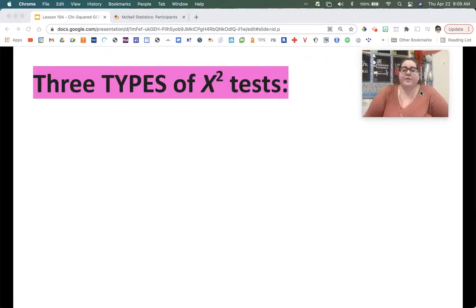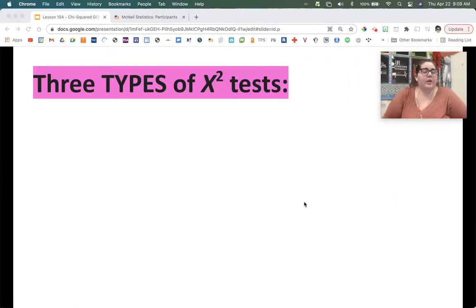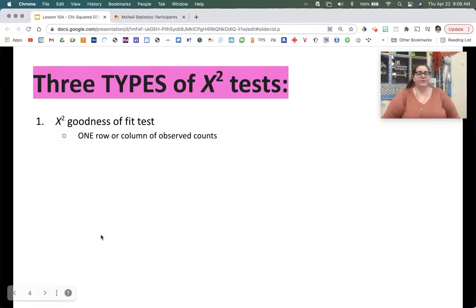So there are actually 3 types of chi-squared tests. We're going to learn the first one today, and then the other 2 types we're going to learn together in the next lesson. So this test we're going to do today is called a chi-squared goodness of fit test, which grammatically sounds weird, but that's what it is. One way that you can tell that you're dealing with a goodness of fit test is that we have one row or column of observed counts. You can think of it as we have really one sample dealing with one variable. So like one sample of M&Ms, and we're looking at the colors of the M&Ms.